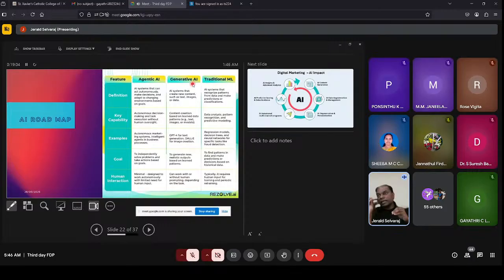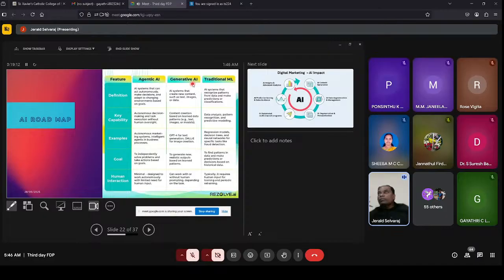Okay, but from there generative AI evolved. Generative AI does the same thing, but with one additional advantage: it creates new content. Creating content means it can create new text after analyzing, and it can create new images. All of you know about Chat GPT, right? That's the best example of generative AI. And the final one, the latest one, if you go and search on the internet, everywhere you can find agentic AI.